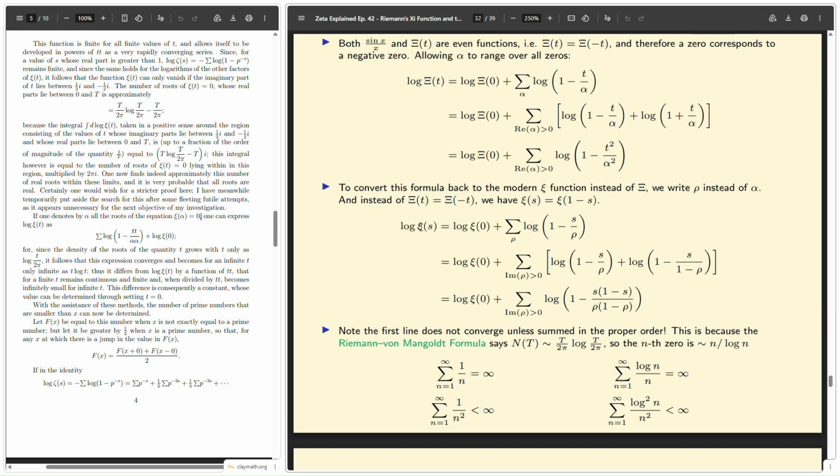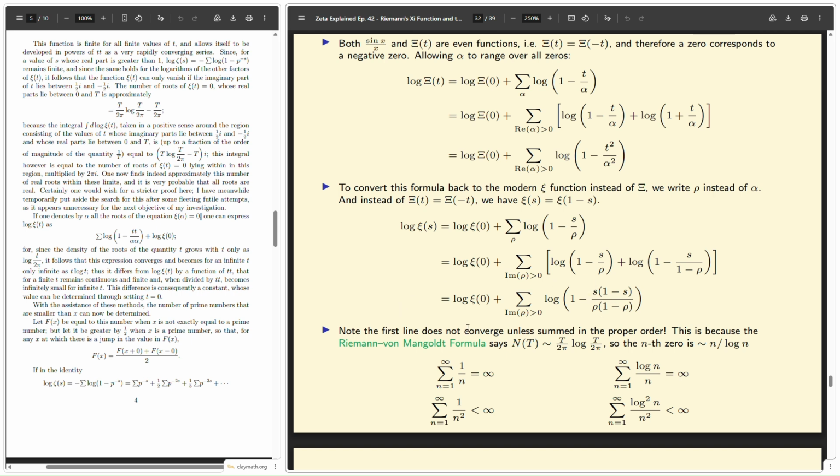You get log of xi of s is equal to log of xi of 0 plus the sum where the imaginary part of rho is greater than 0. Remember, because it's a rotation by 90 degrees, we change the real part greater than 0 to imaginary part greater than 0. And then you get log of 1 minus s times 1 minus s over rho times 1 minus rho. And this is just if you do the partial fraction of this thing. Okay, and then the question is, does this thing converge? And it turns out it does converge.